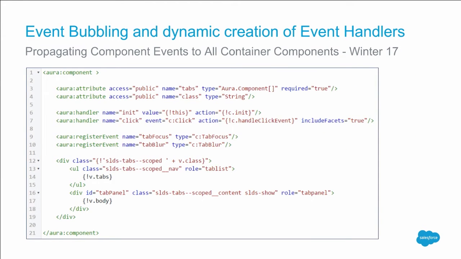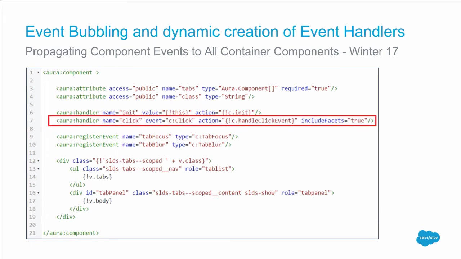So in Winter 17, all of that can get replaced with one line, which is great. So this is the tab list. We're adding a handler directly to this component now, and we're saying it's a click event that we want to capture. We're saying it's the handle click event method that we want to handle that. And there's this new attribute called include facets. And basically, this will mean that this tab list as an intermediary component can now intercept that event and deal with it.